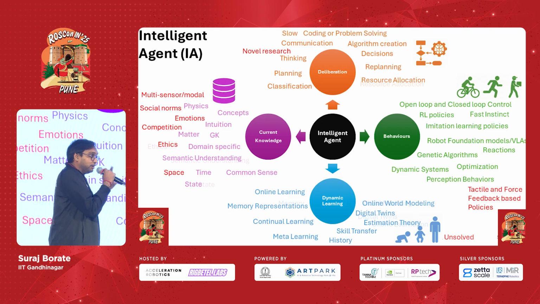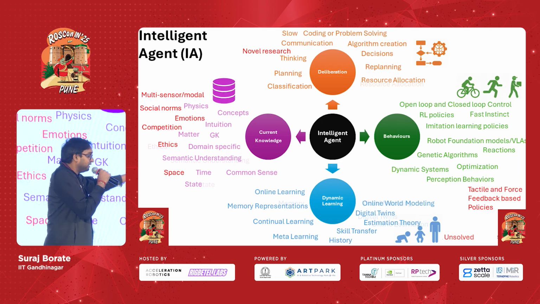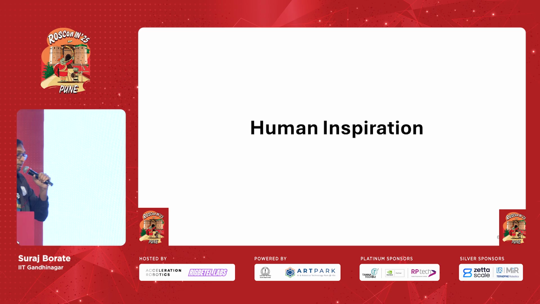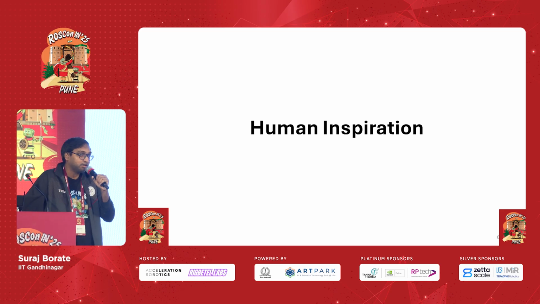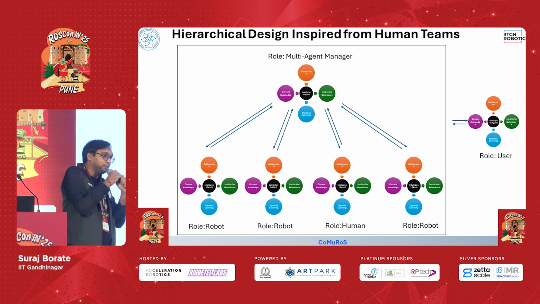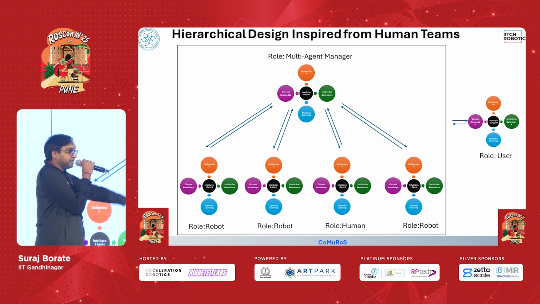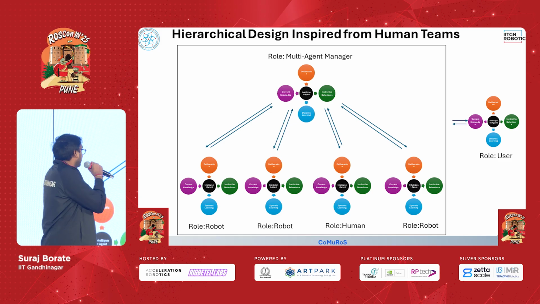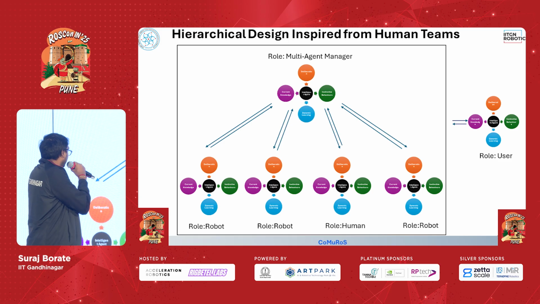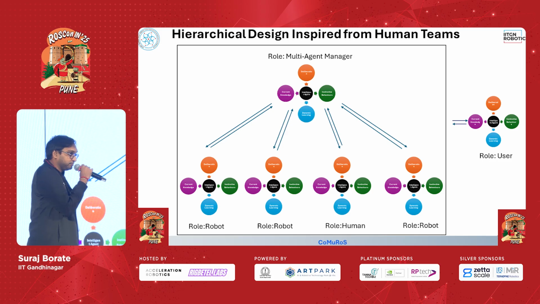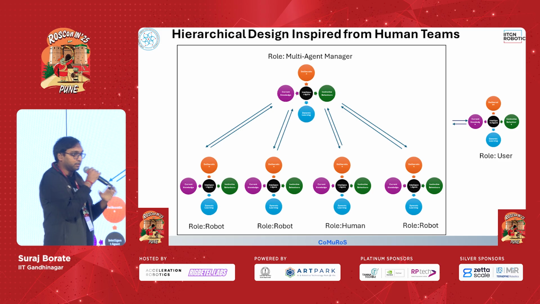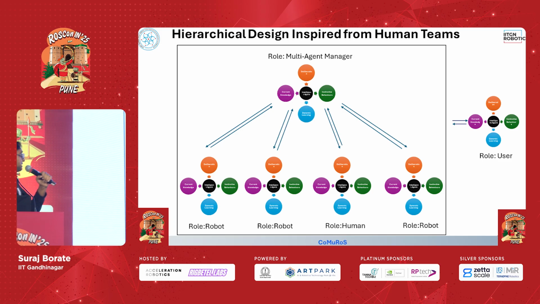Okay, but right now let's focus on the current knowledge, the behaviors using RL, VLA, or the classical things, and the deliberation. Okay. So coming back to our application. Now our application is a multi-robot application. So we have multiple intelligent agents and we have a multi-agent manager agent. The multi-agent manager agent will interact with the team of robots and humans, and this entire setup will interact with the user. The user hopefully for now is a human intelligent agent.